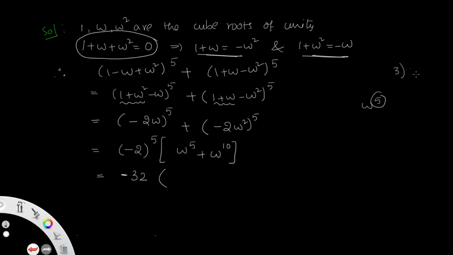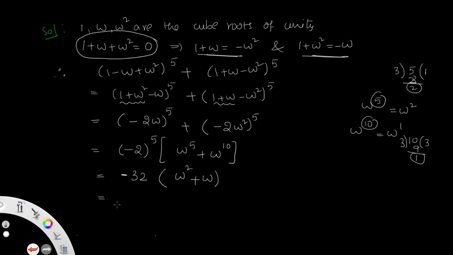ω³ is 1. If the power is greater than 3, then we divide the power by 3 and take the remainder as the power of ω. So ω^5 becomes ω², that is ω². Plus ω^10: 10 has to be divided by 3, the remainder as the power of ω. 3 threes are 9, so the remainder is 1. ω^10 becomes ω^1, that is ω. So that is −32 times (ω² + ω).